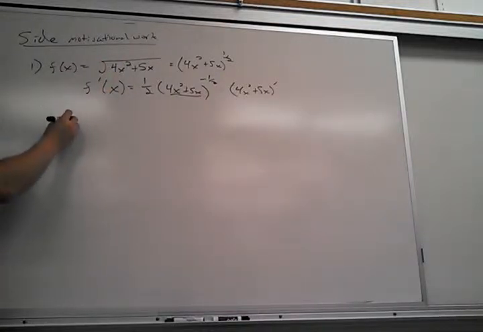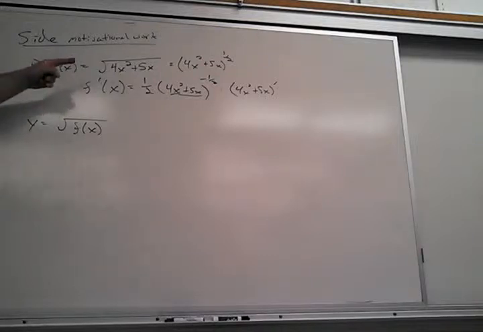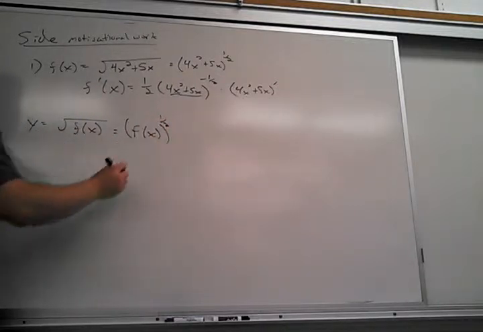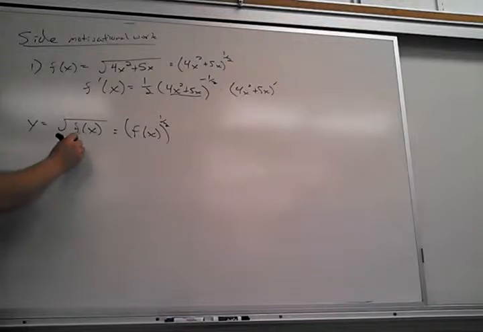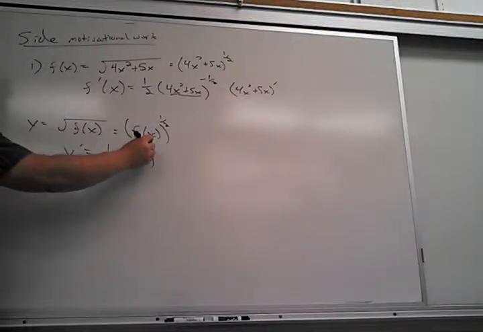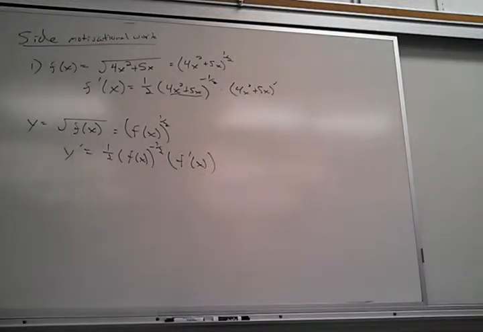What if I had this function? How am I going to represent it? I'm just going to represent it like this. Let's see. Why not? How would you take its derivative? You do exactly the same thing as you did, wouldn't you? You'd say this is f of x to the 1/2. Right, so y prime would be 1/2 f of x to the negative 1/2 times f prime of x, right?